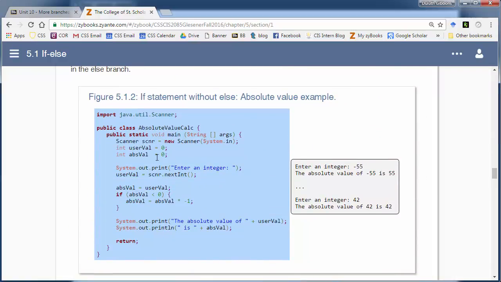We go through a couple other examples. Now we look at when the else isn't included. The else is actually optional. You don't have to include an else, and sometimes you don't need it. And so this is an example of that.